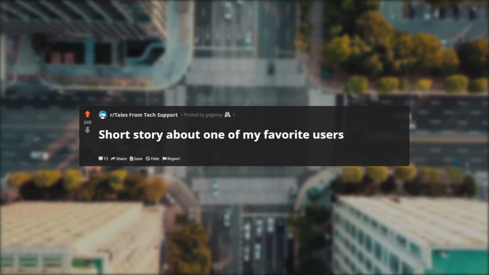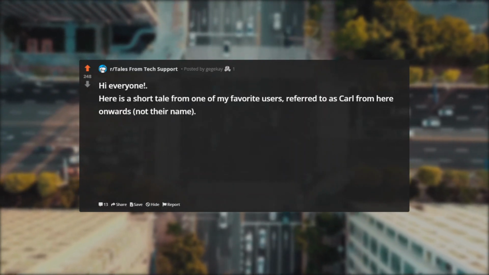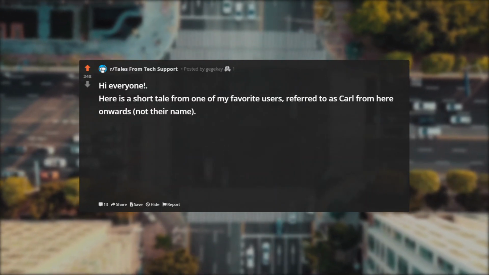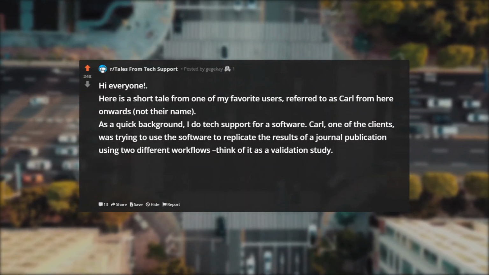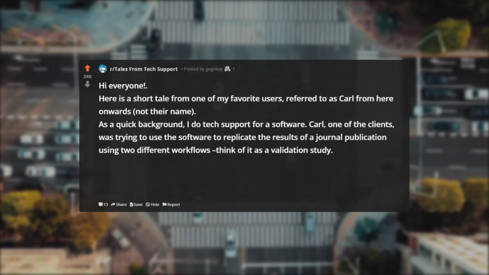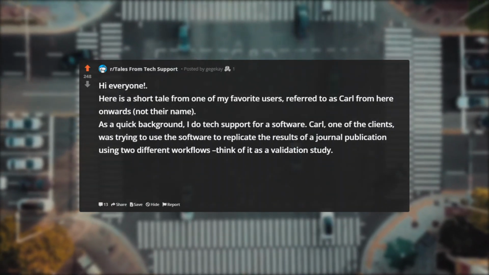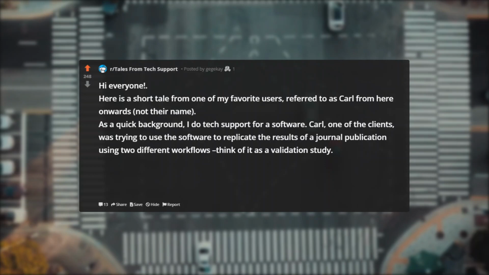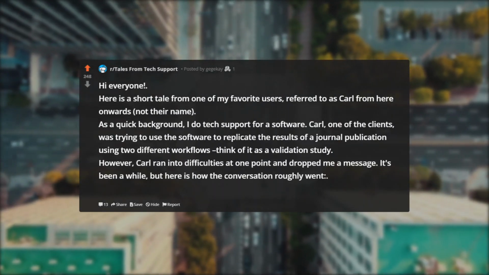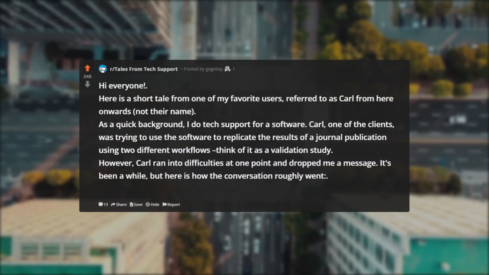Short story about one of my favorite users. Hi everyone. Here is a short tale from one of my favorite users, referred to as Carl from here onwards, not their name. As a quick background, I do tech support for a software. Carl, one of the clients, was trying to use the software to replicate the results of a journal publication using two different workflows. Think of it as a validation study. However, Carl ran into difficulties at one point and dropped me a message. It's been a while, but here is how the conversation roughly went.